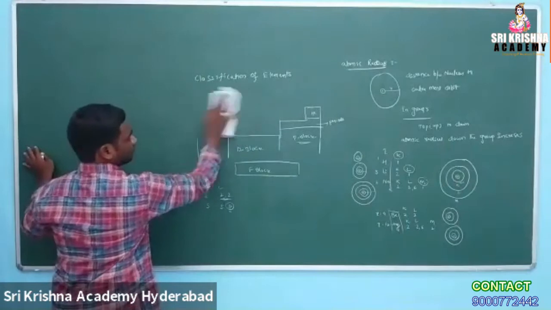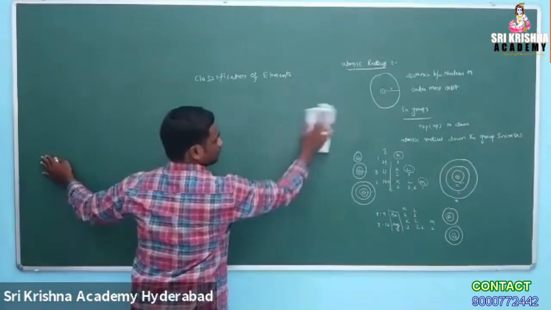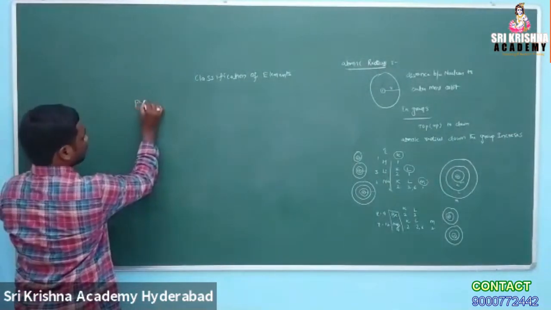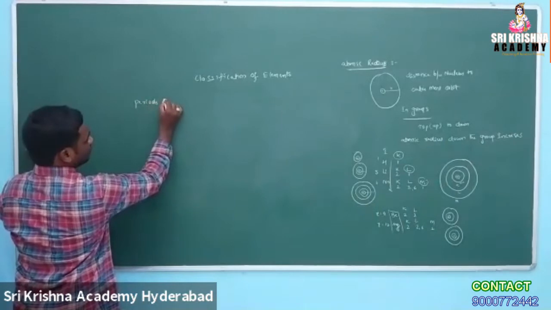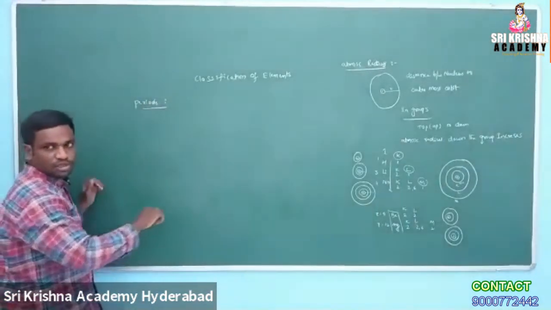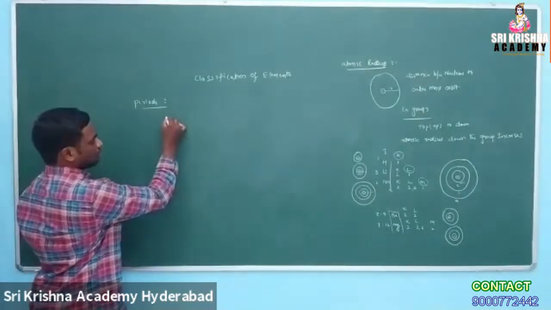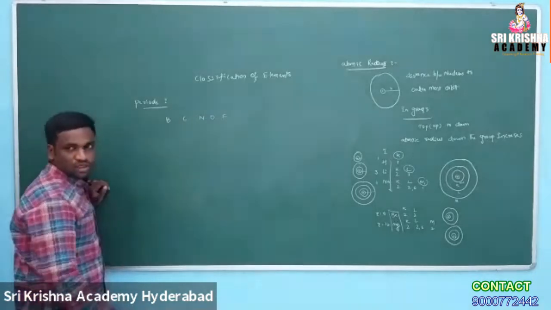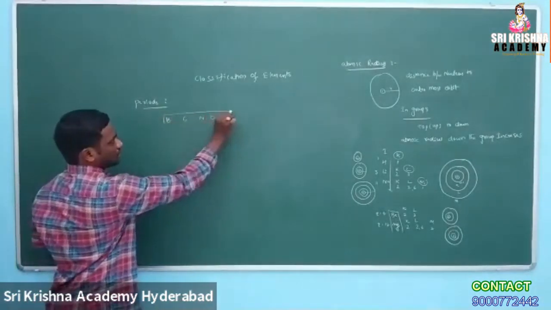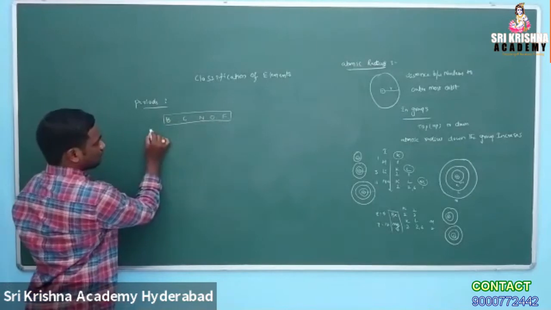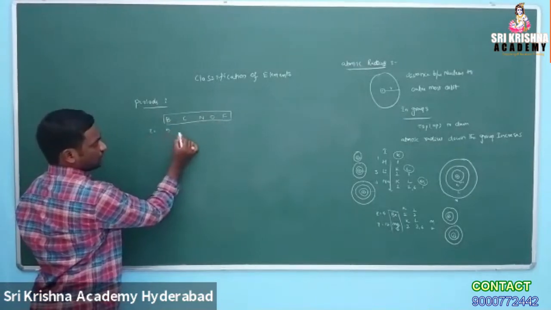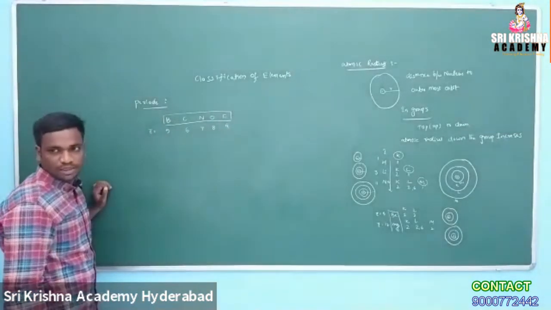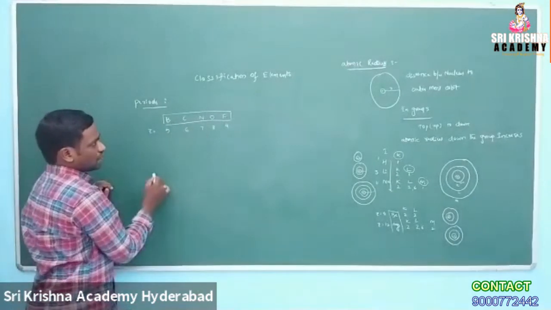Now suppose in periods. Periods means horizontal rows. Periods is nothing but horizontal rows. Suppose I am taking period elements: boron, carbon, nitrogen, oxygen, fluorine. These are the period elements. Horizontal rows are called periods. The atomic number Z of boron is 5, carbon is 6, nitrogen 7, oxygen 8, fluorine 9. These are the atomic numbers.